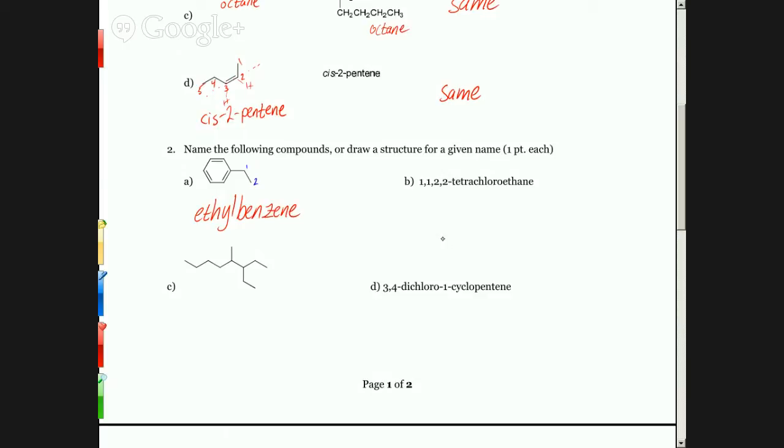Okay, what about 1,1,2,2-tetrachloroethane? I wasn't specific about whether I wanted a line structure or just with all the carbons drawn out. So you can do it either way. I put a C-C and then on each C, chloro on each. One on top, one on the bottom, and the same thing on the other one. Like that? Yeah. Okay, is that right?